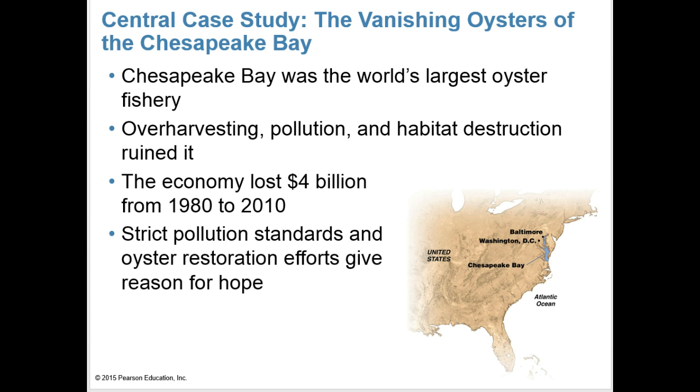Our central case study in this chapter involves the vanishing oysters of the Chesapeake Bay. It's an interesting story of how the Chesapeake Bay was once the largest oyster fishery in the world, but unfortunately due to overharvesting, pollution, and habitat destruction over the years, it was ruined. And it's not just the ecosystem that's at stake there, it's also the economy of the people that live there.